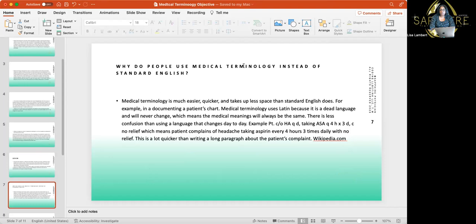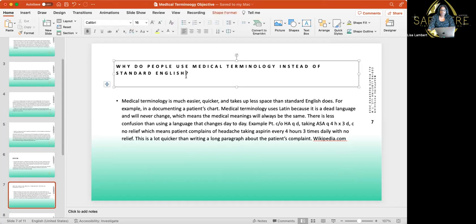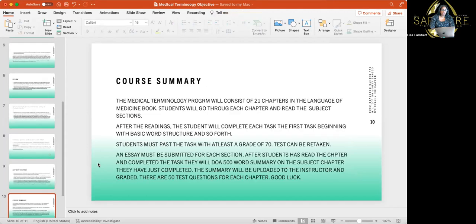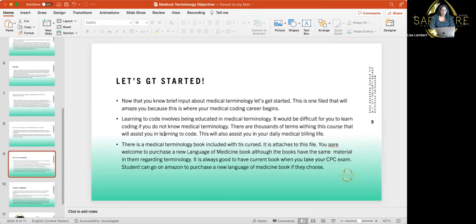Okay, so the next one: why do people use medical terminology instead of standard English? Here it is, and you can always go on any one of these. I use Wikipedia. I mean, some schools don't use Wikipedia, but I do. So you can go on there and get some of the information that you need. Because you're giving me a summary, just make sure you don't plagiarize it. I don't want you guys to take anybody else's material.